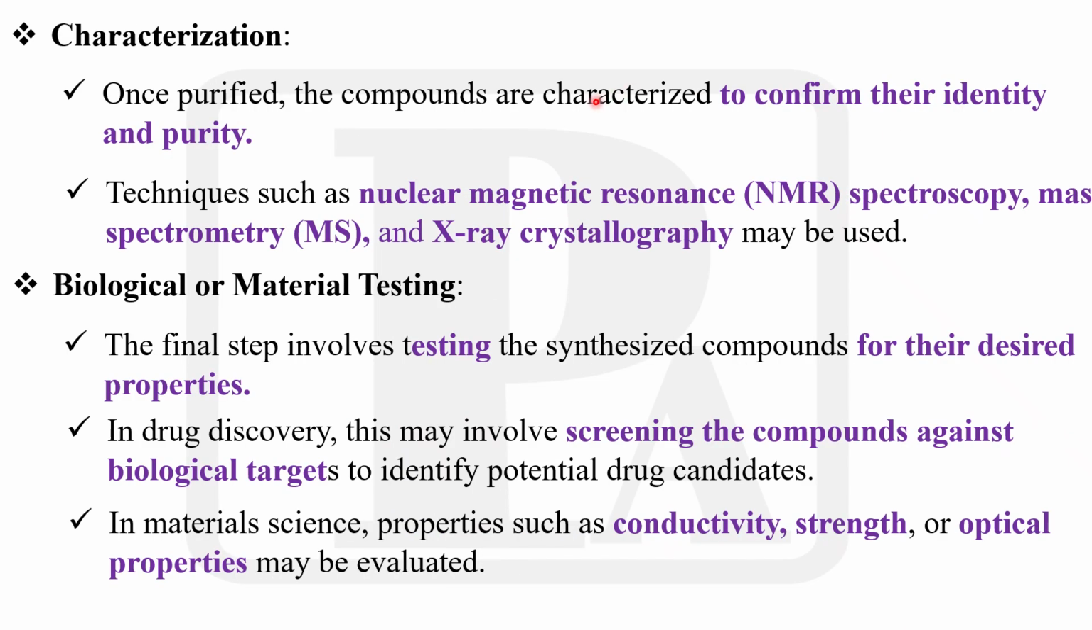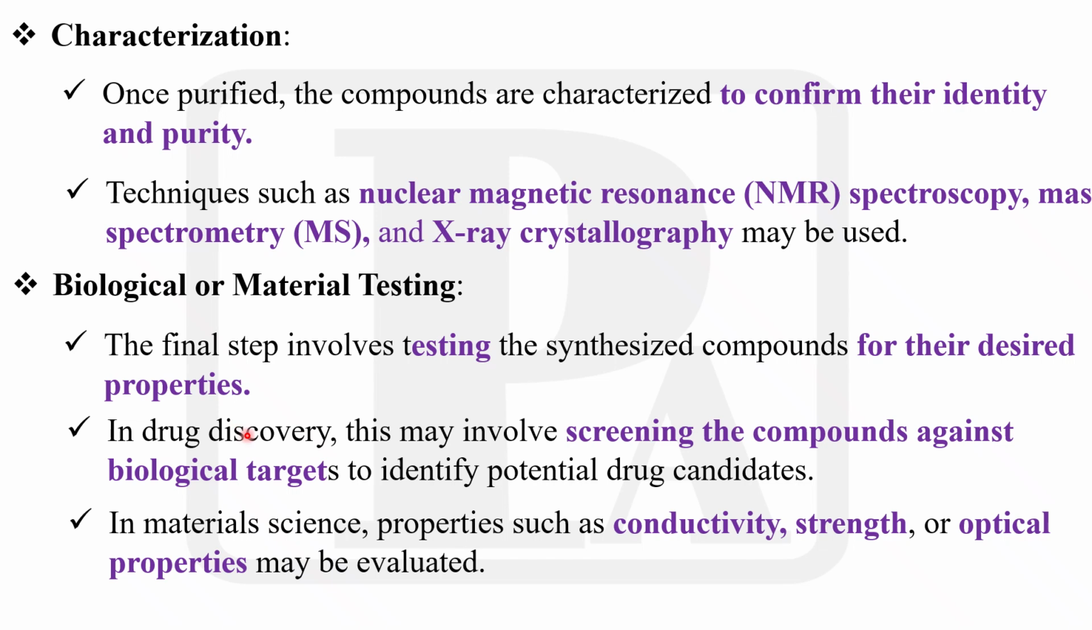Next one is characterization. After purification, we have to go for characterization, that is, we have to identify the compound. For this, we are going for NMR spectroscopy, mass spectrometry, and X-ray crystallography. Then biological testing or material testing. This is the final step for testing the final compound for the desired activity.